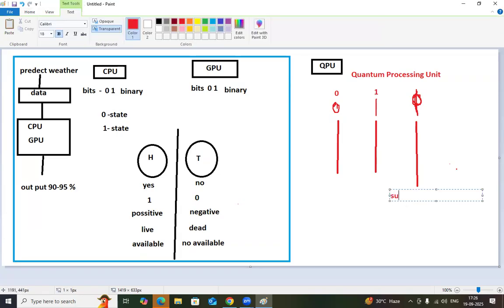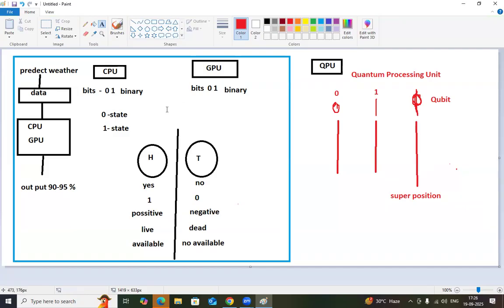Now, quantum computers work with superposition power. The combination of 0 and 1 is called a qubit. So here, 0 and 1 are the binary format, but the combination of 0 and 1 is called the qubit format.